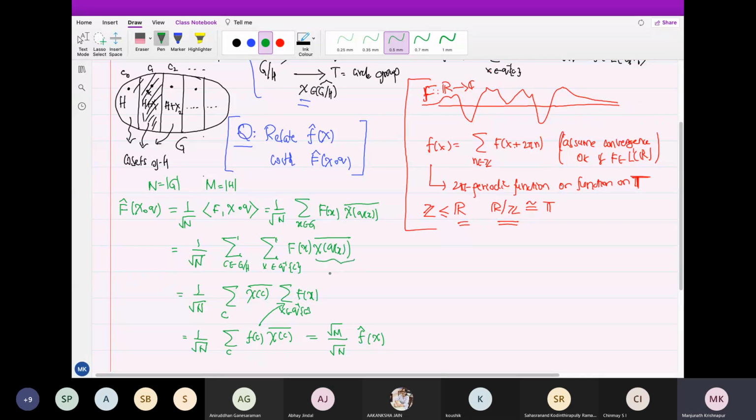So this is chi of C. So that comes out here. And this whole thing I am calling f of C, small f of C, and that's what I have. So this is actually, up to the scaling, small f hat of chi. Does that explain?